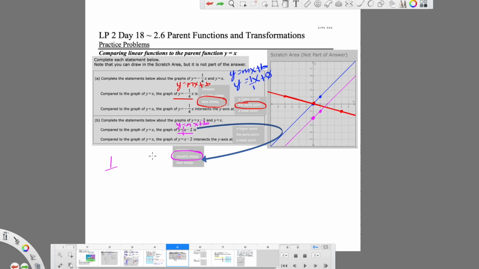And the second question has to do with where they intersect the y-axis. So we want to know, does this graph intersect at a higher point, the same point, or a lower point? Well, since it intersects at -2 right here, and the parent graph intersected at 0, -2 is going to be a lower point than the 0. So this graph is intersecting at a lower point.